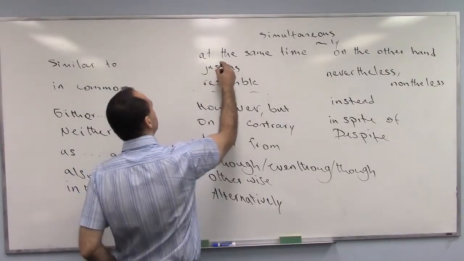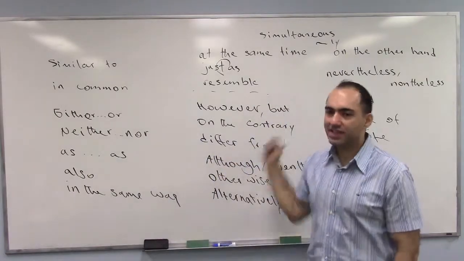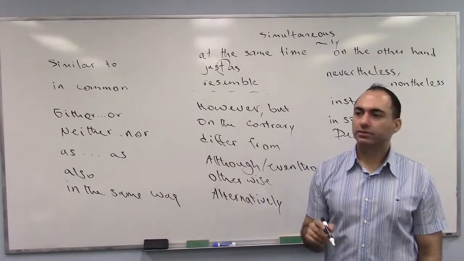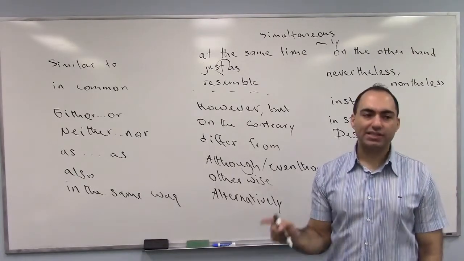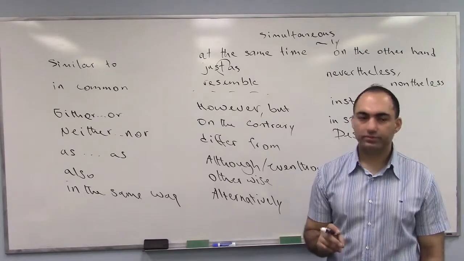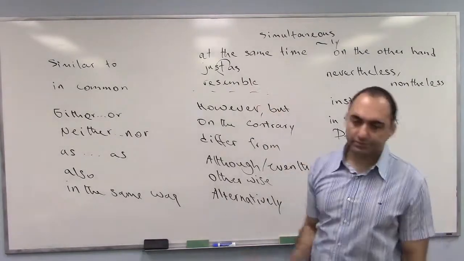Just... where's the T? Where's somebody telling me that a T is missing? Just as he is, he's very nice, just as his younger brother. Just as means just like. Yes, just as.